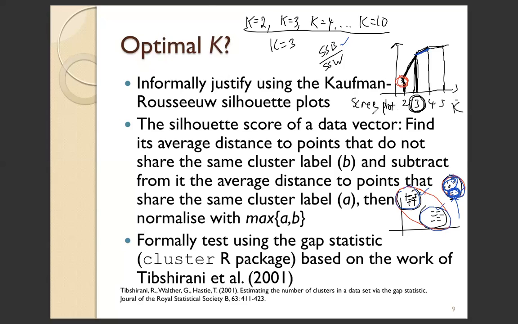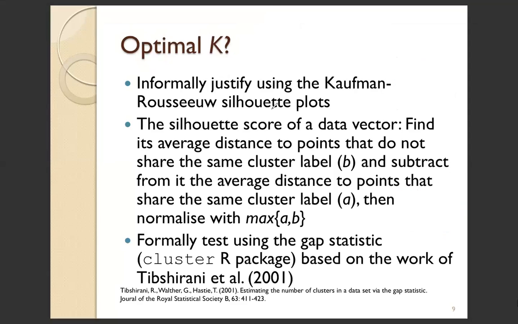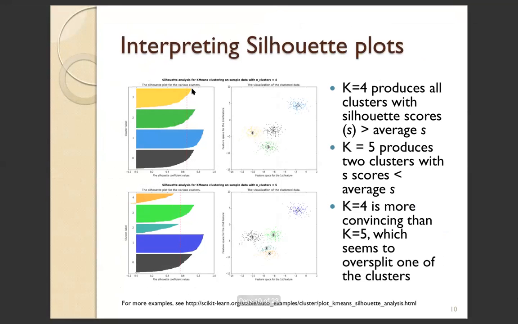And the other way is a graphical way called the Kaufman and Rousseeuw silhouette plots. Let me show you this one. It looks something like this. So this is an example. Here you naturally see that there are actually 4 clusters. So you look at this silhouette plot.